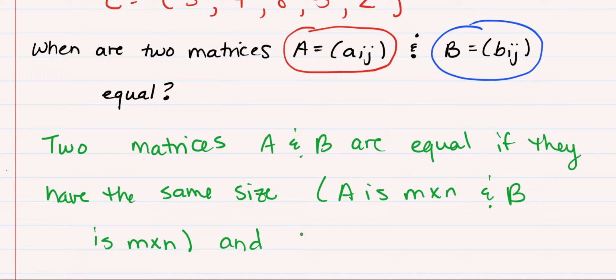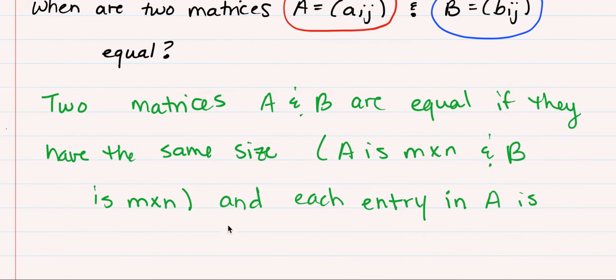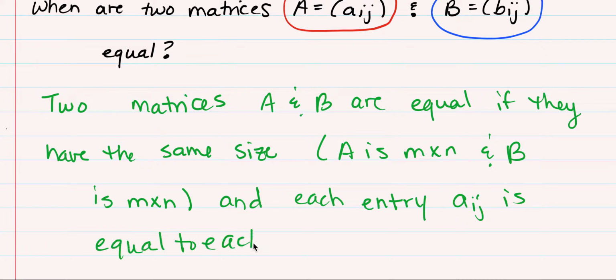And each entry in A is equal to each entry in B. Actually, I'm going to put each entry a_ij is equal to each entry b_ij. Let me give you an example.